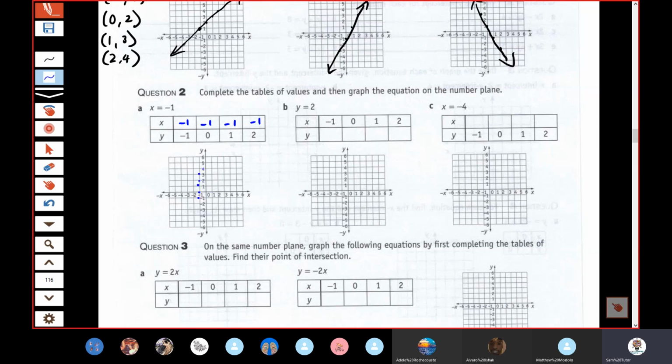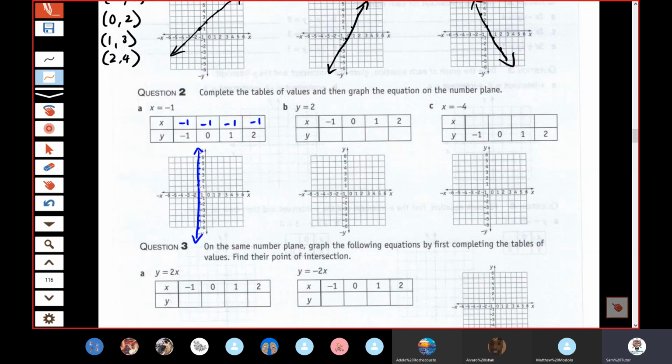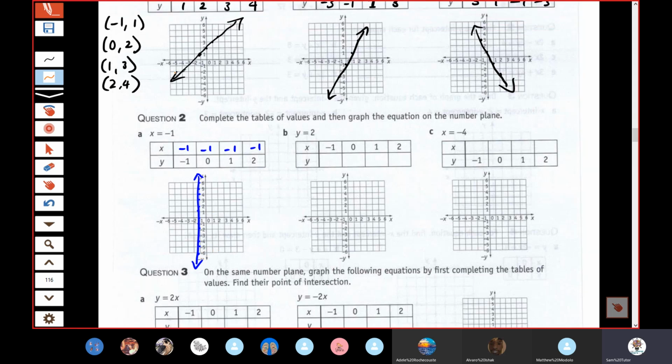I think you guys are starting to realize what happens. X equals negative 1 is actually a vertical line, because x is always negative 1. It's not changing. I was just putting more dots. Yeah. These go on forever, don't forget. That's why there's arrows at the end.